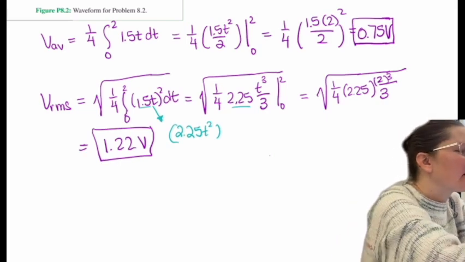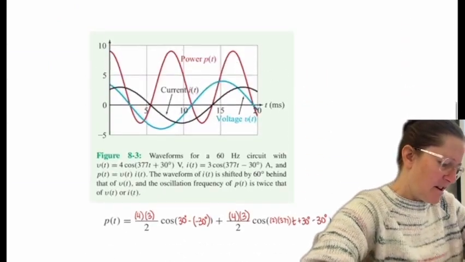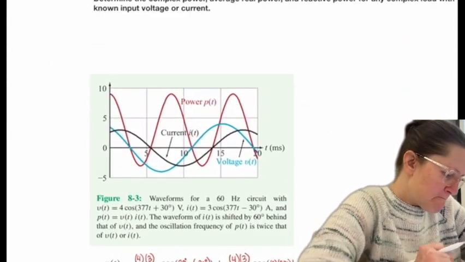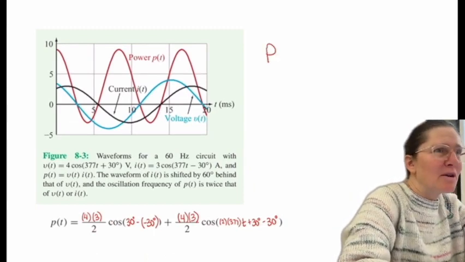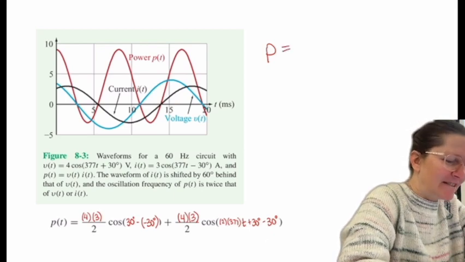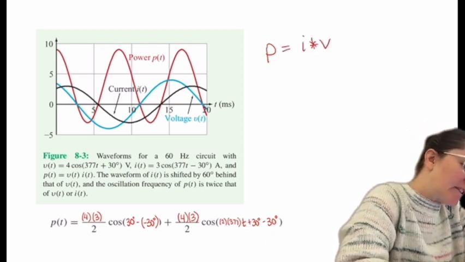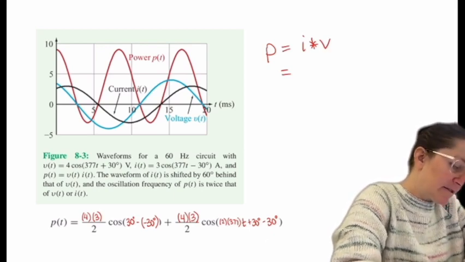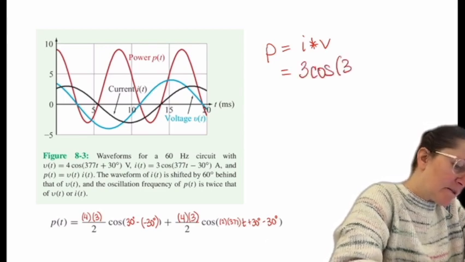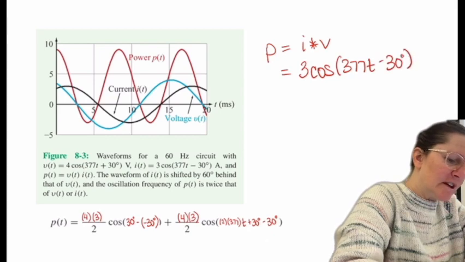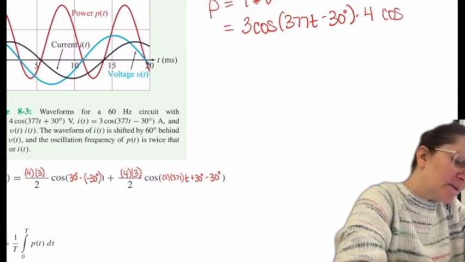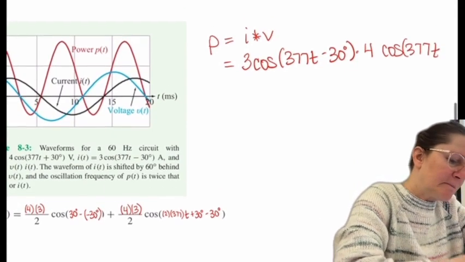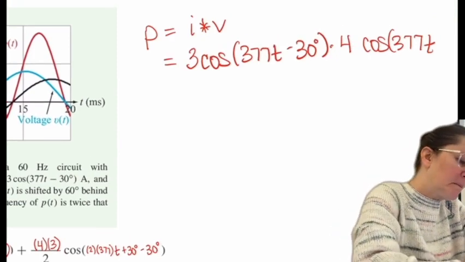Okay. All right, now looking at this, we know that the power, how do we find power? I times V. And we do the same thing when we're in AC. So we would take the current 3 cosine 377t minus 30 degrees and multiply it by the 4 cosine 377t plus 30. Okay, ran out of space.